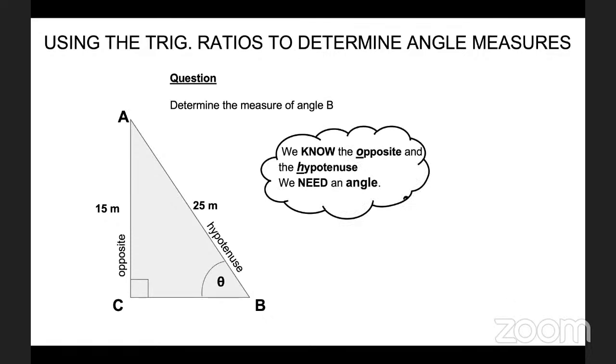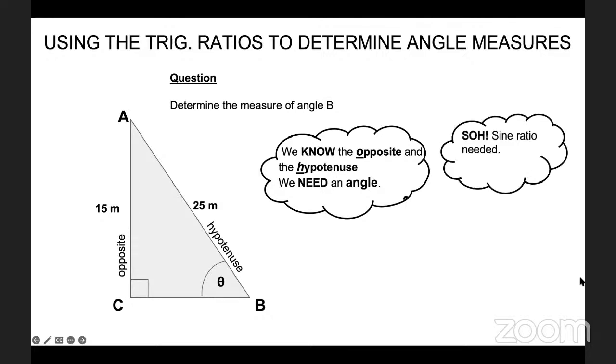Sine. And that's how you determine what you're going to use. Great. So we have the hypotenuse and the opposite, we're going to use sine. So sine of the unknown angle is equal to opposite divided by hypotenuse, and we just substitute those values right in. Everybody's with me?